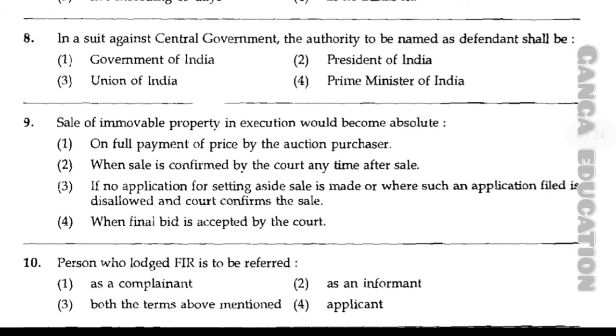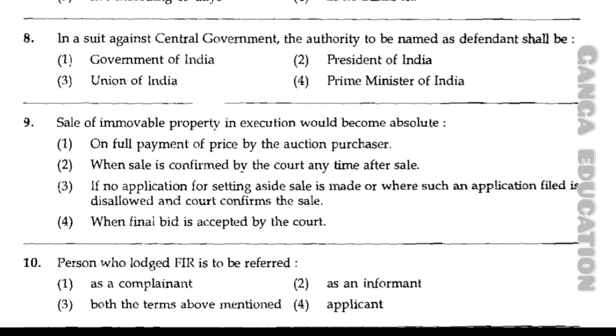Now question number 8. In a suit against central government, the authority to be named as defendant shall be option number 1, Government of India. Option number 2, President of India. Option number 3, Union of India. Option number 4, Prime Minister of India. And the correct answer is option number 3, Union of India.